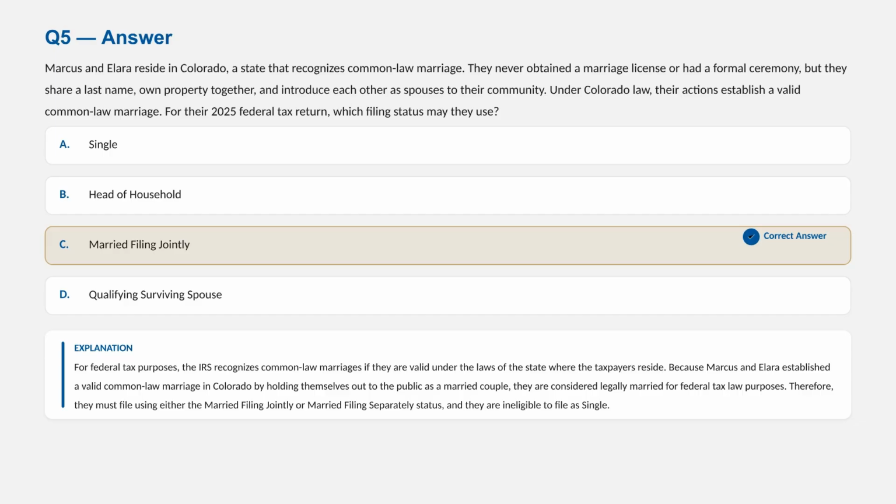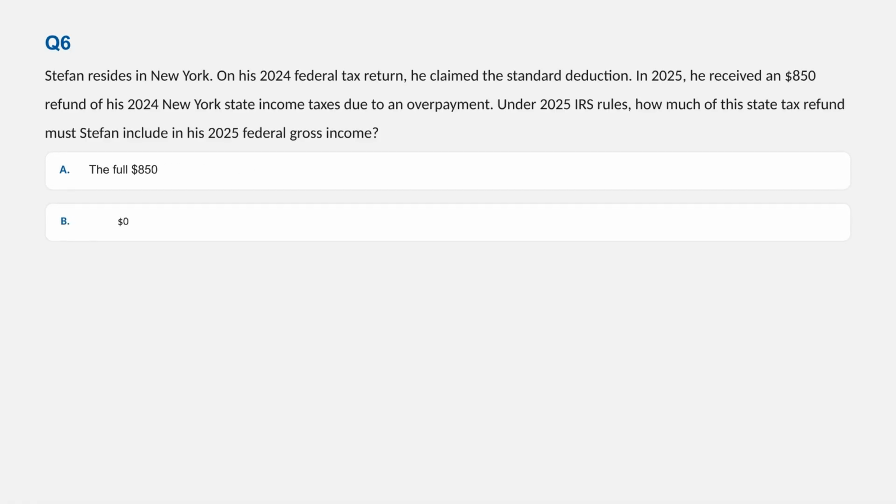Therefore, they must file using either the married filing jointly or married filing separately status, and they are ineligible to file as single. Great. Now let's move to our next question. Alright, let's move to question 6.